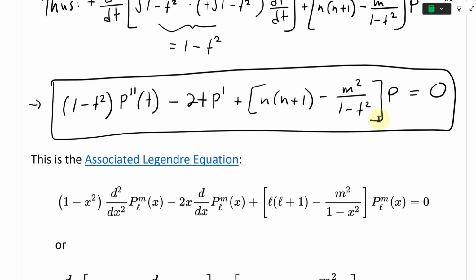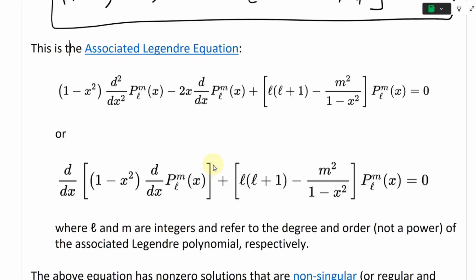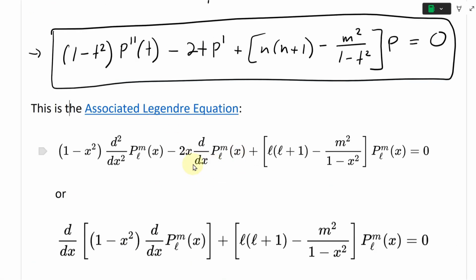Notice exactly the same setup here, and I'll probably do videos in the future deriving the exact solution in a separate video. Otherwise it'll be way too outside the scope of this video. So this is the associated Legendre equation, and notice this is exactly the same thing, but we'll replace x with t in our case here. This is the second derivative, d squared over dx squared, that's just p double prime.